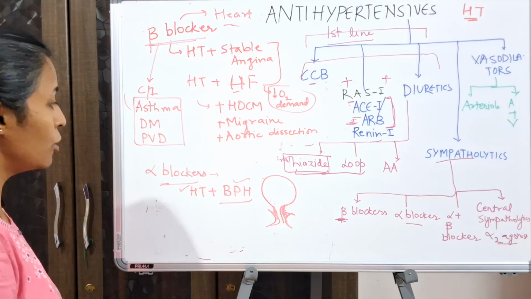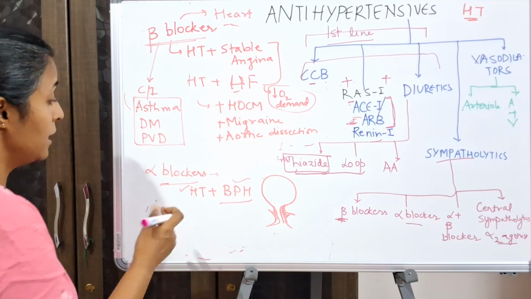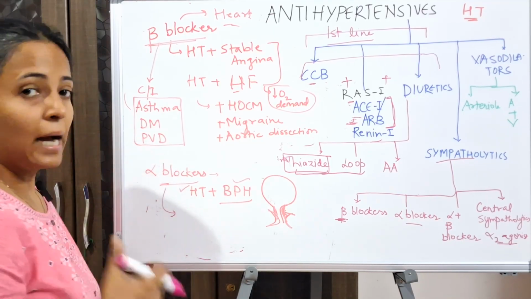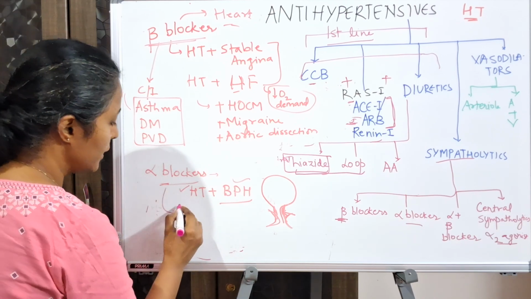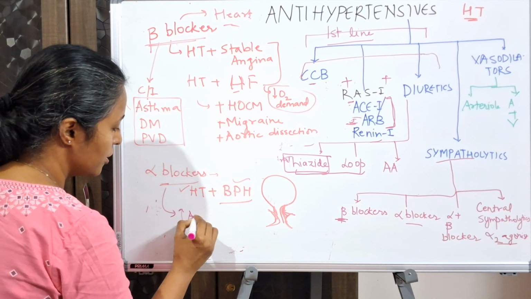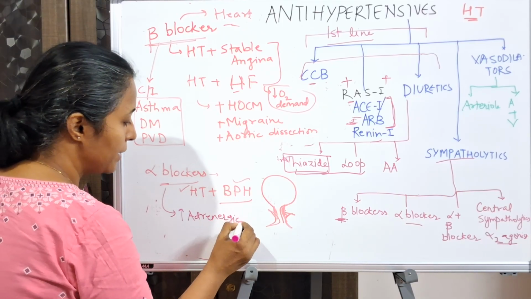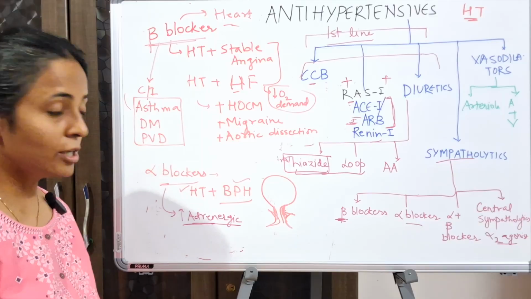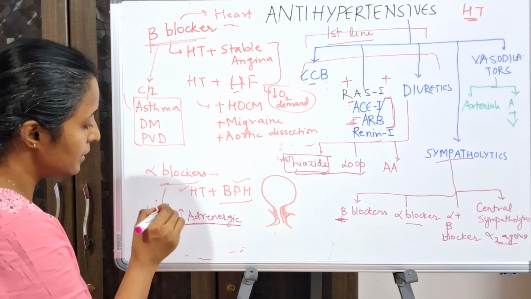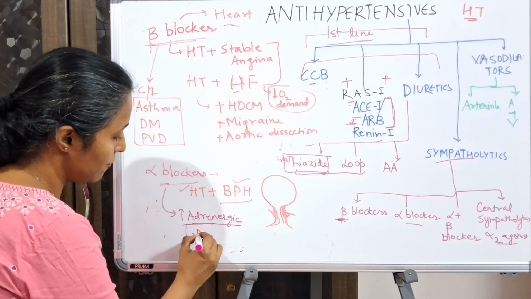Alpha blockers are also preferred in case of hypertension due to increased adrenergic activity. Okay, that is known as hyperadrenalism, increased adrenergic activity, and that occurs in conditions like pheochromocytoma.